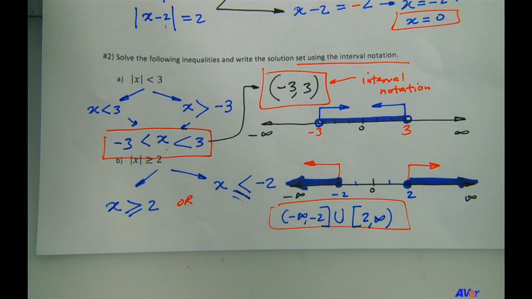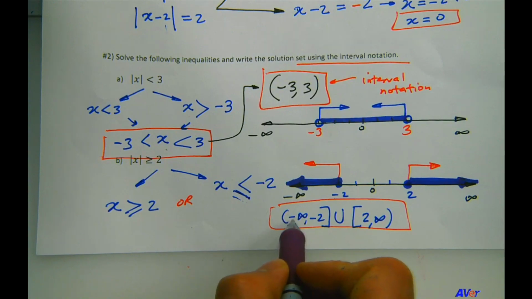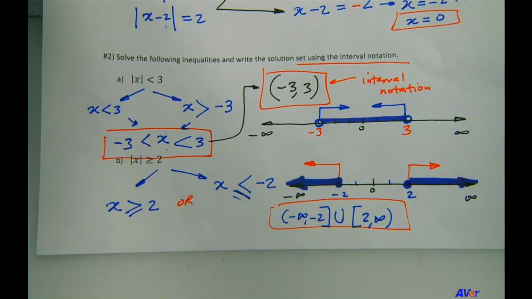And we write these numbers always with the smallest number on the left, comma, the larger number on the right. Okay, I hope this is making sense as we're going through it.